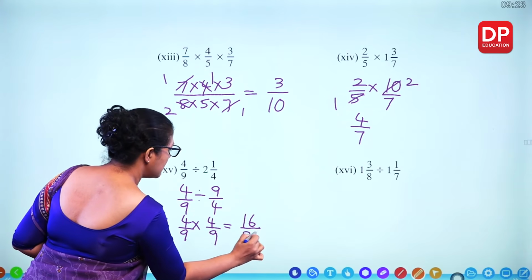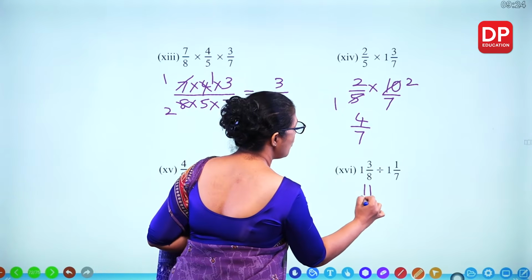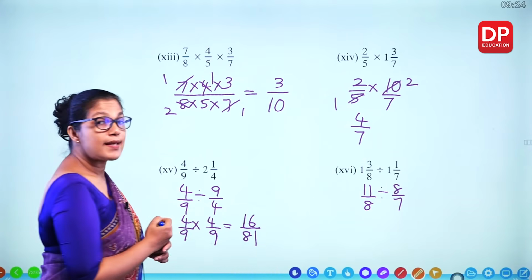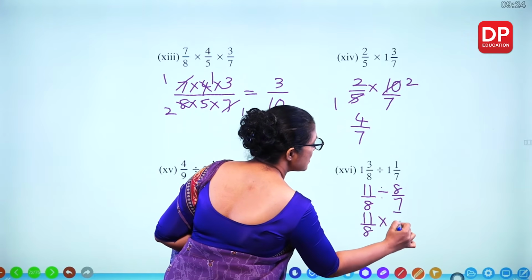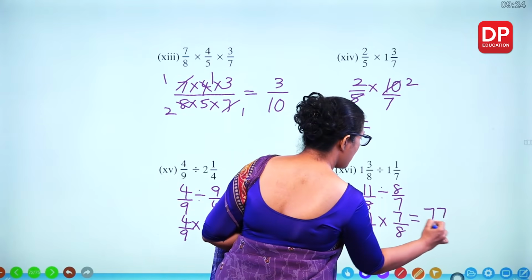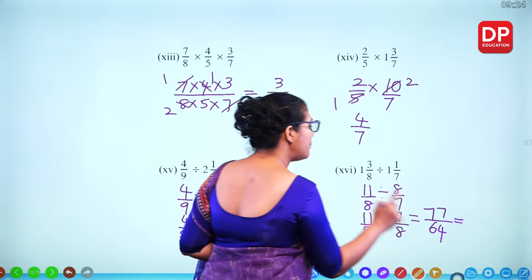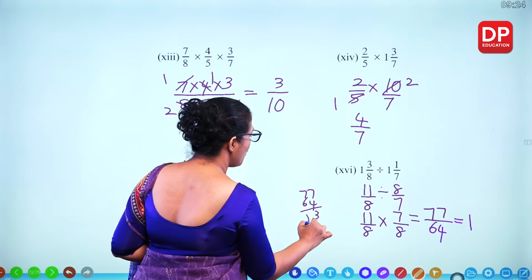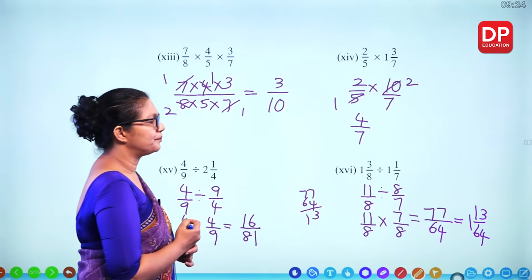16 over 81. Here 8 plus 3, 11 over 8. Divide by 8 over 7 as improper fractions. Now convert to multiplication by taking its reciprocal. You can't simplify. So 77 over 64. That means as a mixed number 1, and 77 minus 64, you get 13 out of 64.